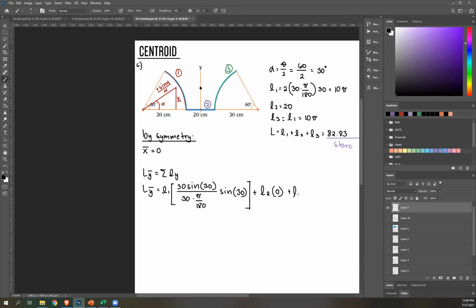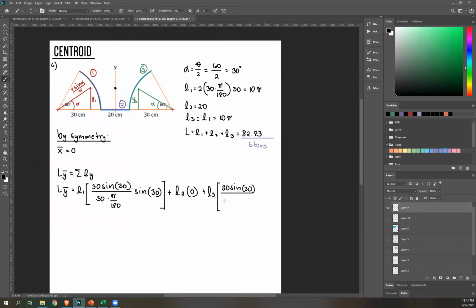And then plus L3. So again, length 3 or line 3, the same as line 2. So if you try to solve, draw your angle bisector. Okay? And then your centroid is somewhere here. I draw a straight line here. This is the y sub 3. And again, this is alpha. So same thing. It's 30 sine alpha over alpha. Again, 30, convert to radians. And then sine alpha. And that is it. Please solve what's y bar.